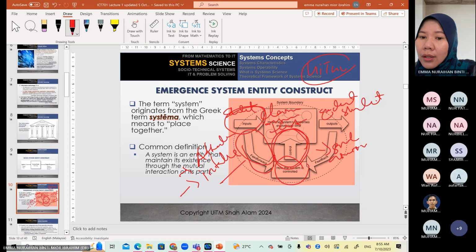Betul tak? Betul. Dia akan bagi tahu, okay, all this policy maker and especially the ICT infrastructure, please do something about the server. Please do something about providing more space so that kita boleh keep the records of 400k students. Isn't it? That is one example of feed forward.